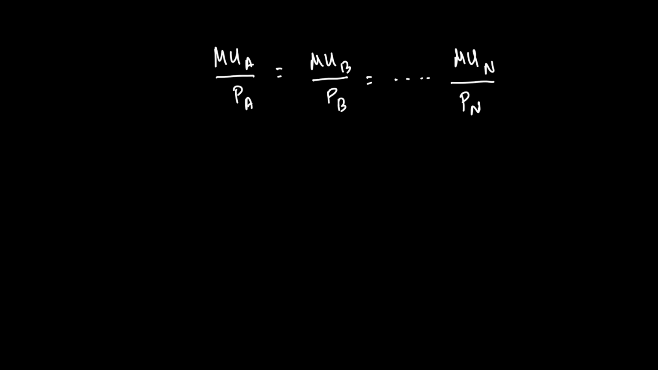In other words, if a consumer wants to maximize his utility, he will make sure that the amount of satisfaction or utility gain from the last unit of money or dollar spent on each product, be it A, B, or N, must be the same. If it's not the same, then he will reallocate resources between goods in order to make sure he maximizes his total utility.